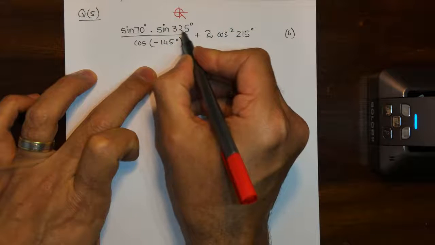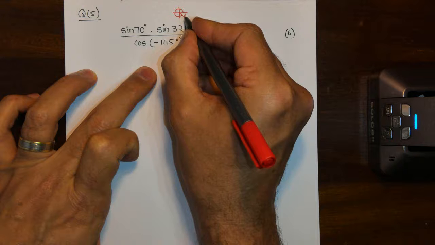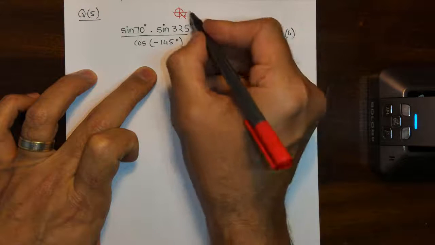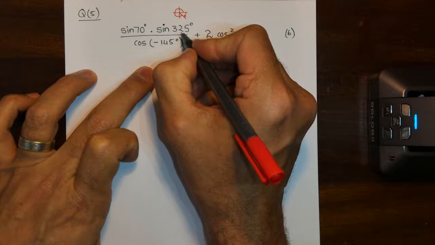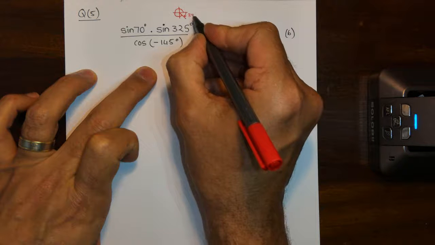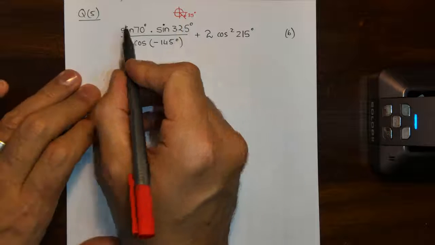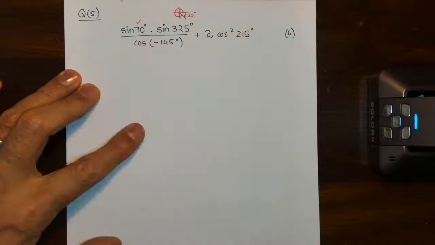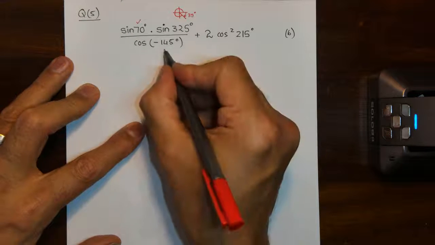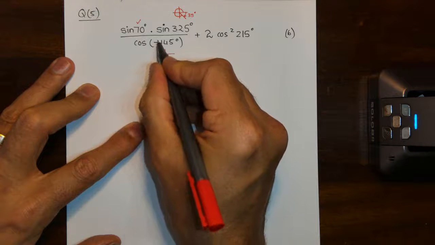And you ask yourself, how far is it away from the horizontal line? And you'll see the answer to that is it's 35 degrees below the 360. Okay, this is a first quadrant angle. I don't want to touch it. This one here lies at a negative.